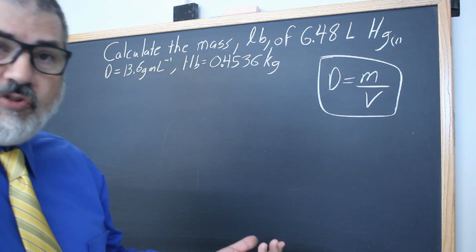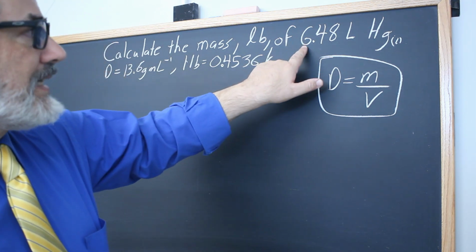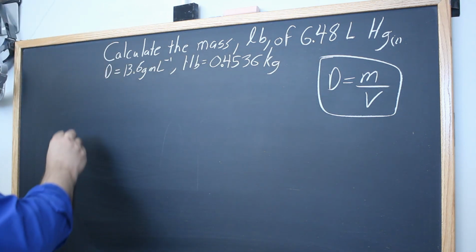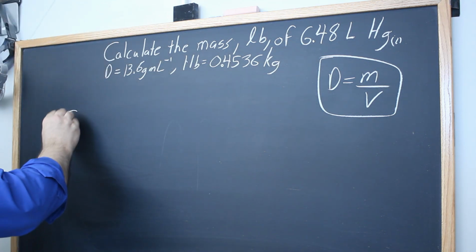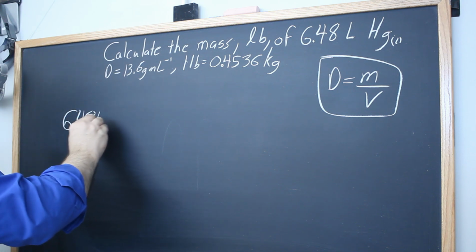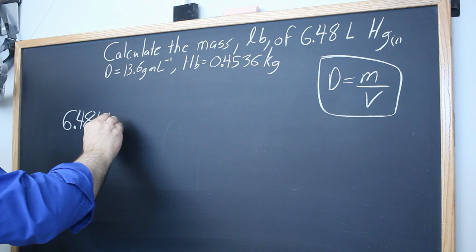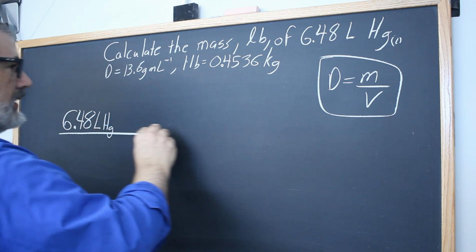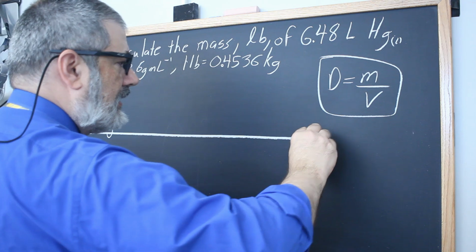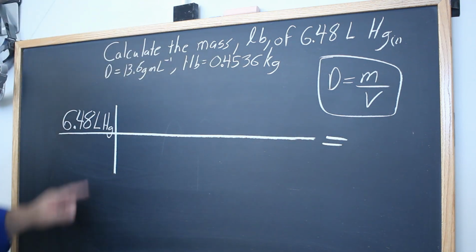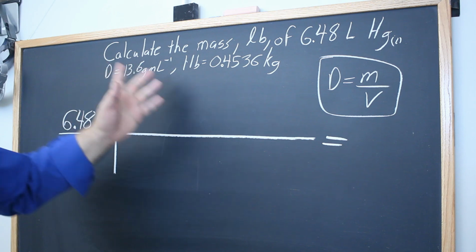So how do we start this particular problem? 6.48 liters of mercury is the one unique piece of information. You can write the word out or just use its symbol. Give myself enough room. Liters of mercury, I'm trying to get to mass.